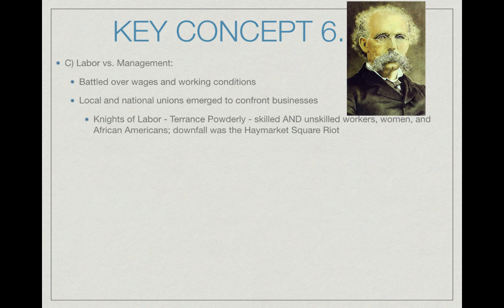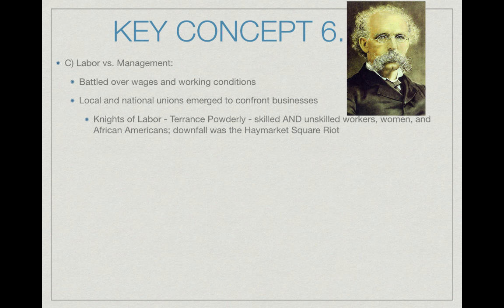We have major union, the Knights of Labor, led by Terence Powderly, who may have the thickest, most luscious mustache in U.S. history. Look at that monster. And this was composed of skilled and unskilled workers. You need to know the characteristics of this labor union. It was also made up of women and African Americans.